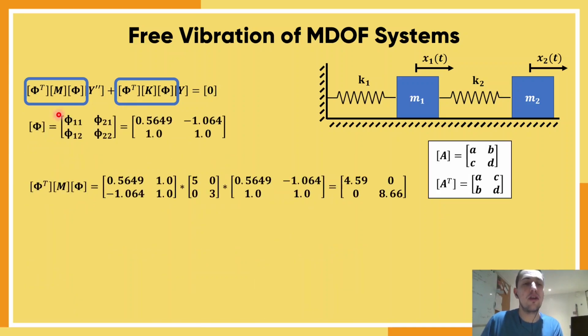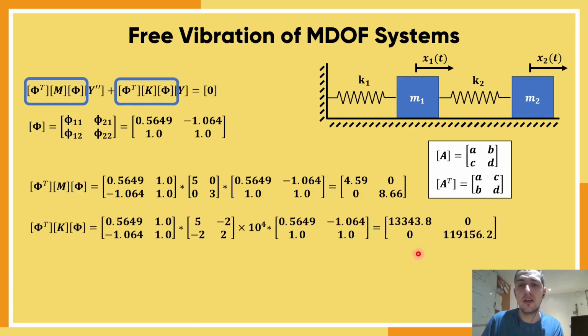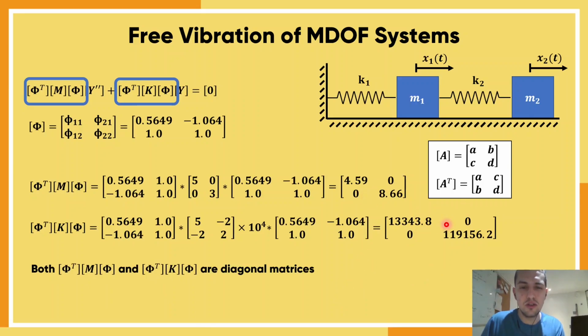So after all this theory, we can calculate these matrices highlighted in blue. If we do phi transpose M phi, we get this matrix here: 4.59, 0, 0, 8.66. If we do the same with the K matrix, we get 13,000 and then 119,000, and also 0, 0 in these two terms. What's interesting about these matrices is that both of them are diagonal matrices, which means the terms outside of the diagonal are equal to 0.